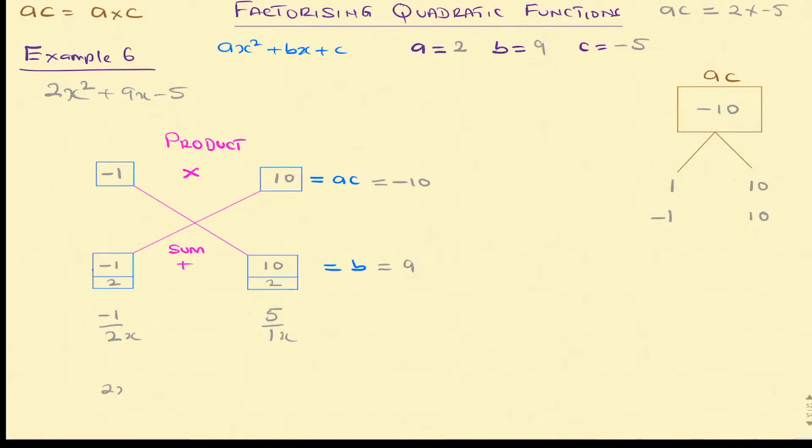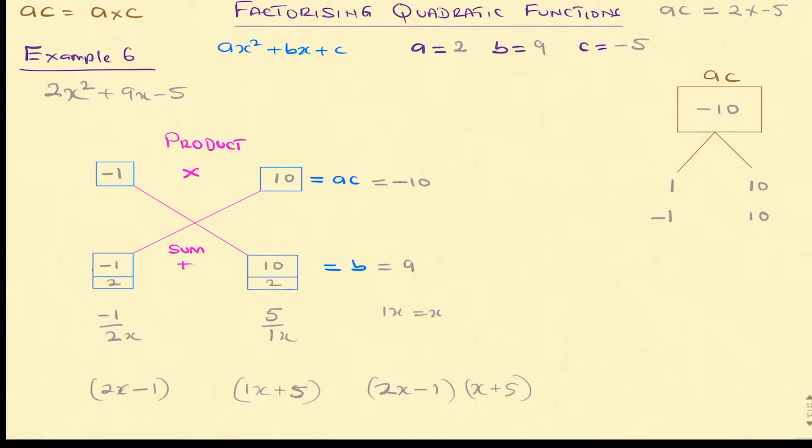So that will be 2x minus 1. Minus 1 is from the numerator. And 1x plus 5. Plus 5 is the constant from the numerator. And those are our factors. Now we know that 1x equals x, and so therefore you're going to get 2x minus 1 and x plus 5.